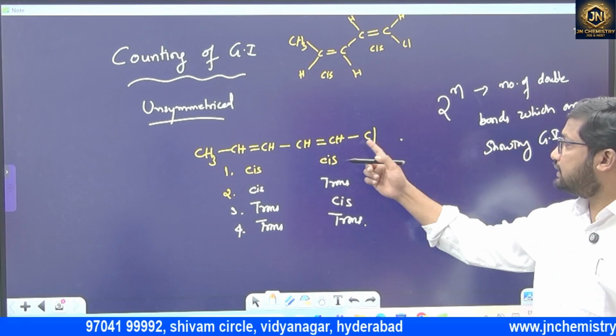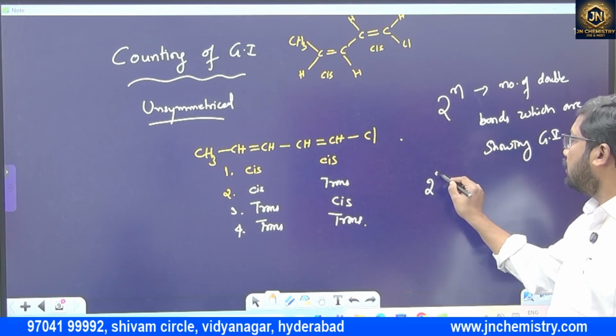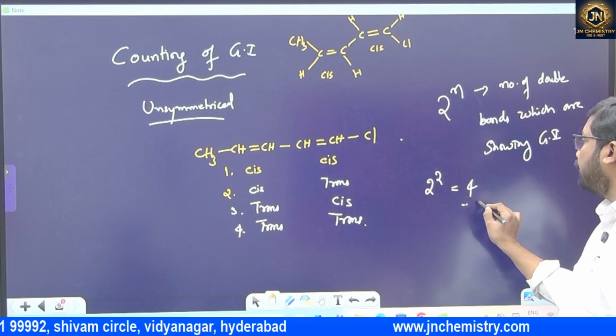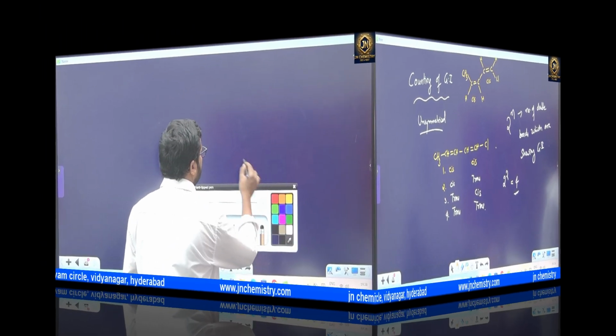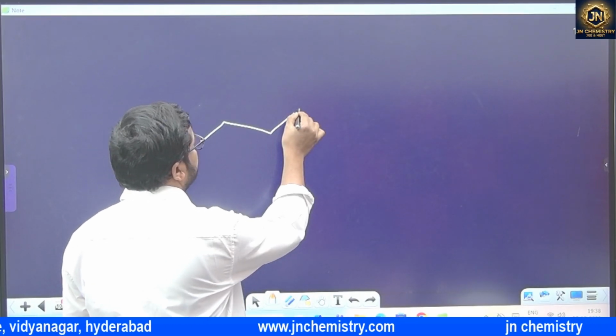So how many double bonds here? 2 power 2, nothing but 4. Right? Write it down. Now let me know how many geometrical isomers are possible.